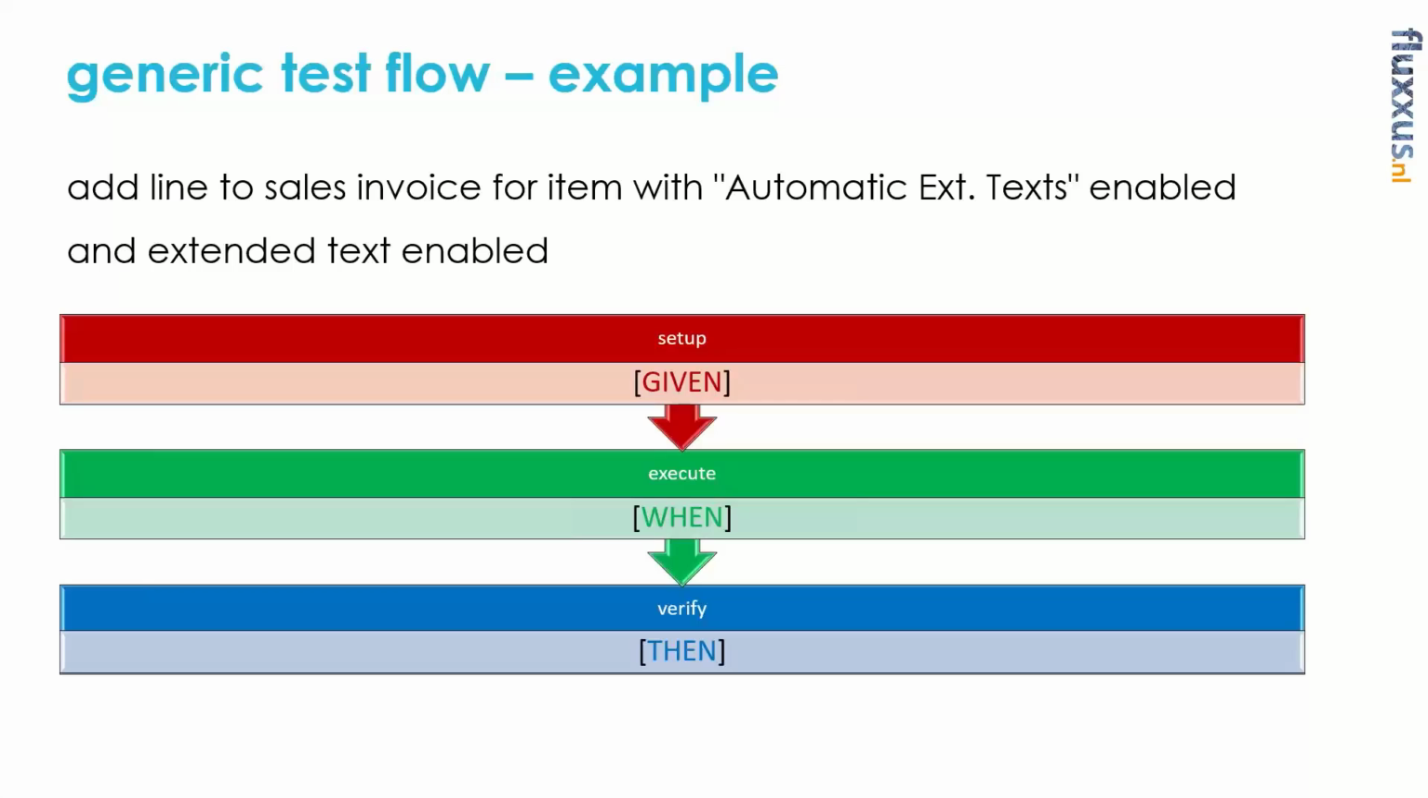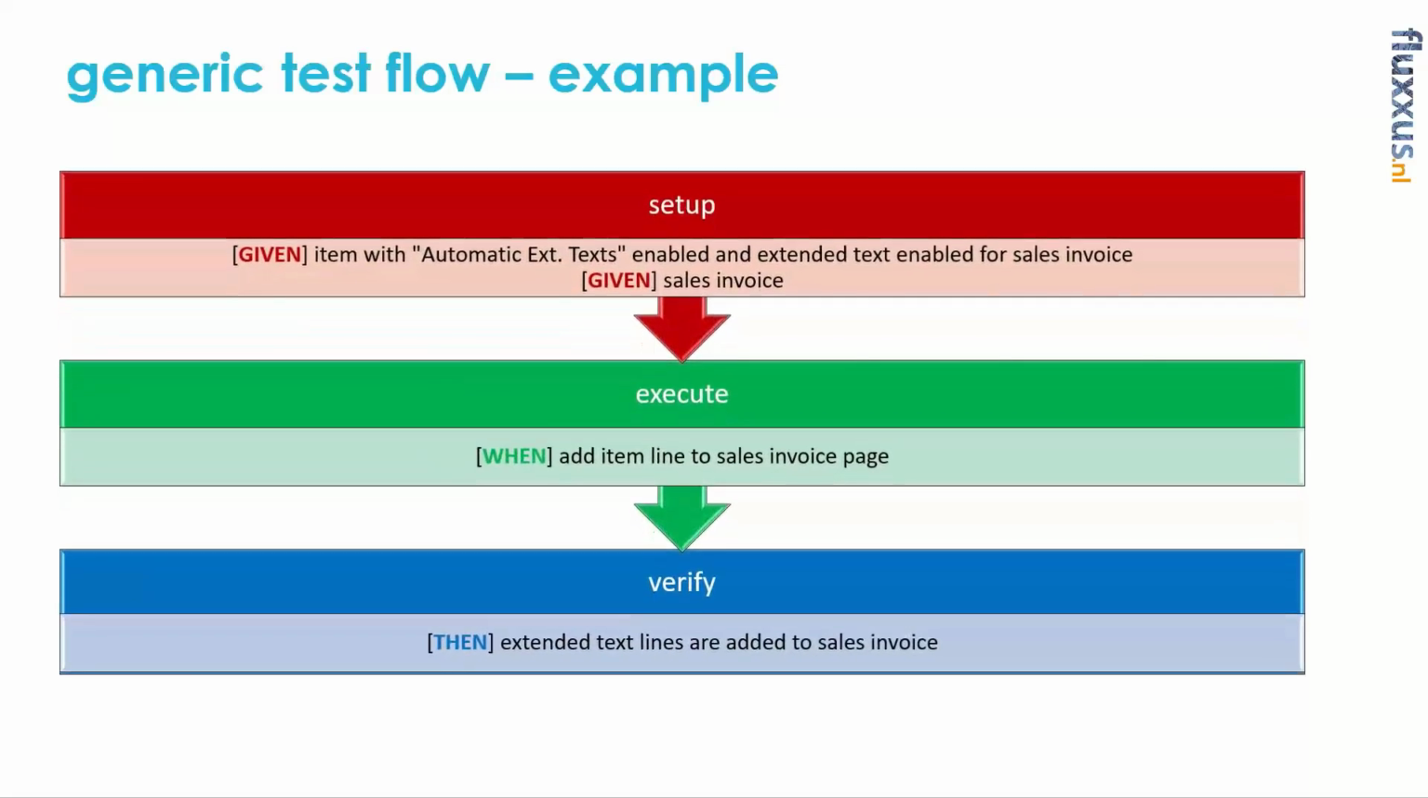It's a functional scenario, and it would look like this: I need to have an item with the respective setup, and I need to have a sales invoice. The execution part is, as this business logic is executed only in pages, I need to open up a sales invoice page where I add that line. Then the verification part: I find out that the extended text line or lines are added to the sales invoice. It's always this build up, any test you do.